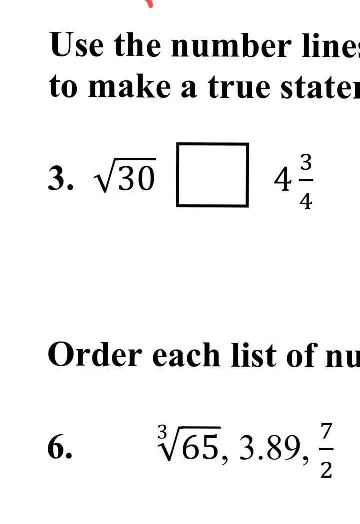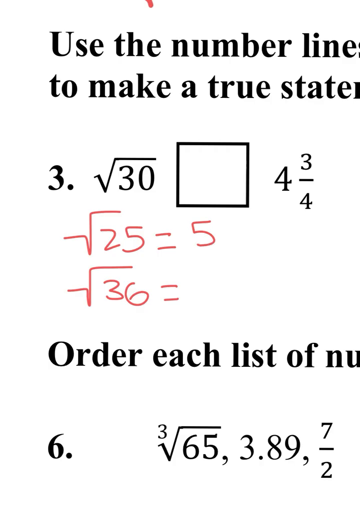So the perfect square number just below 30 is 25. The other perfect square number that 30 is in between is 36. When I rewrite those as integers, the square root of 25 is 5, and the square root of 36 is 6. So the square root of 30 is between 5 and 6. What do you think?